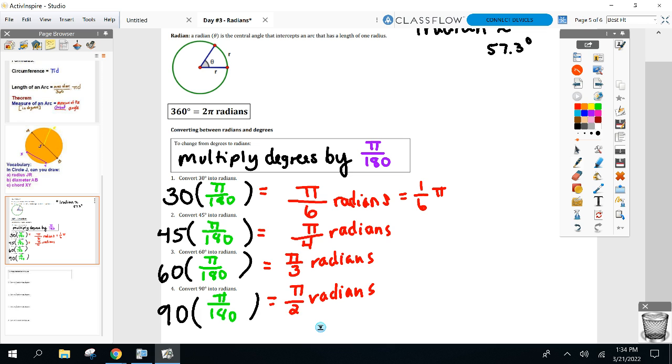Questions? All right, ready to go in the other direction now. Turning a radian into degrees. Before we do that, why do I need to have the ability to do that?